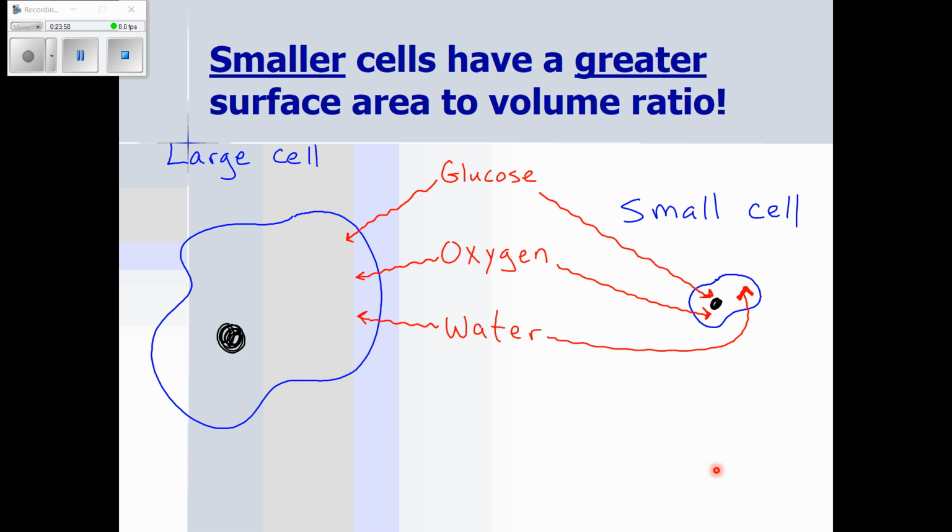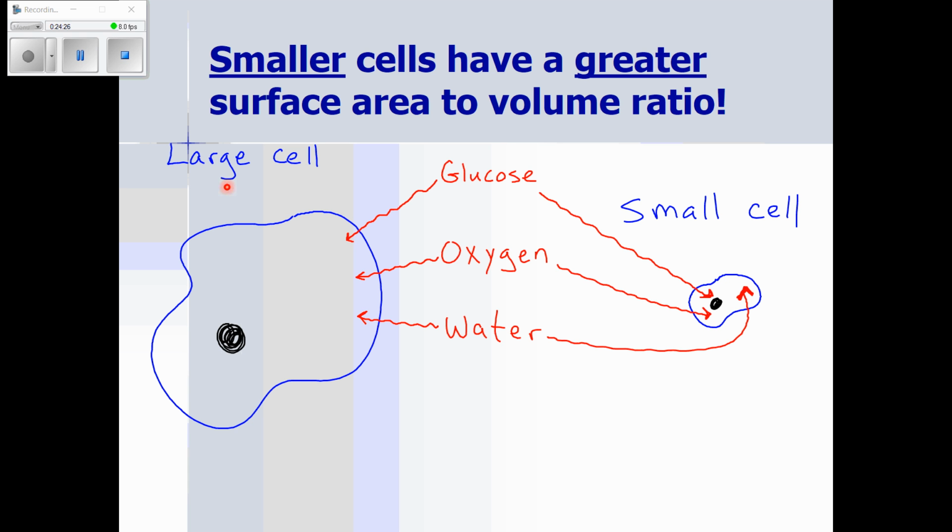Here's another way to look at the same thing. Smaller cells have a greater surface area to volume ratio. That means a tiny cell is going to have a much easier time obtaining glucose and oxygen and water, whereas a large cell is going to have a very difficult time getting enough of the things that it needs to survive.